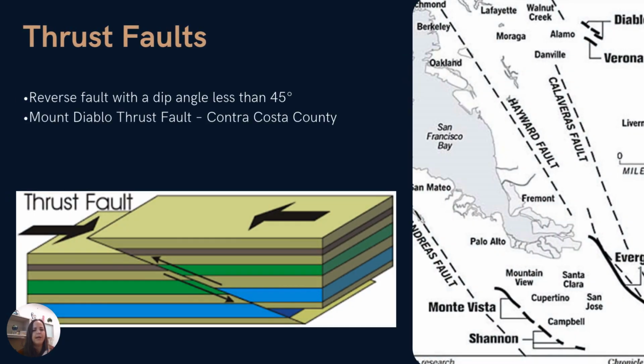With reverse faults, we have some that we call thrust faults. And thrust faults are reverse faults with dip angles that are less than 45 degrees. So an example is the Mount Diablo thrust fault in Contra Costa County. So this is in the Bay Area. The San Andreas fault system obviously runs through here in addition to the Hayward fault and Calaveras fault. Both of those faults move similar to the San Andreas, which is a strike slip, which we'll get to next. But the Mount Diablo thrust fault uplifts Mount Diablo, and it is in Contra Costa County.